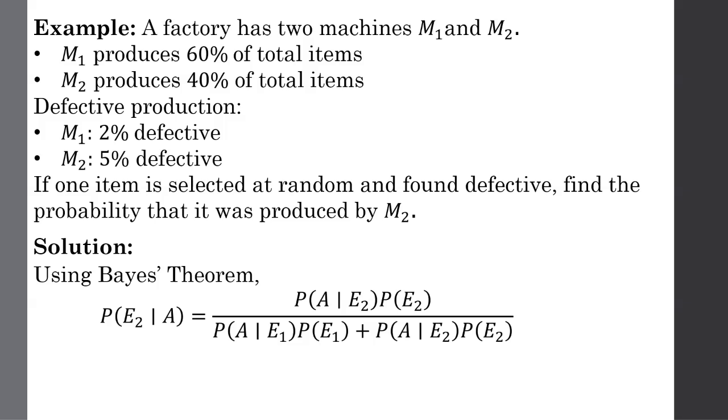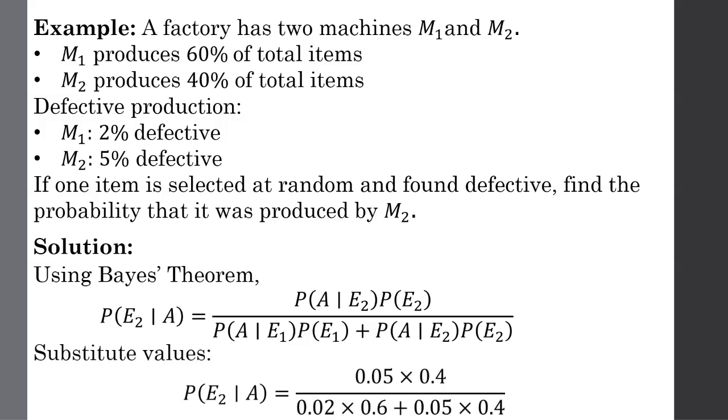Now we apply Bayes theorem for two events E1 and E2. The probability of E2 given A equals the probability of A given E2 multiplied by the probability of E2, divided by the probability of A given E1 multiplied by the probability of E1, plus the probability of A given E2 multiplied by the probability of E2. We need the probability that the defective item came from machine M2. So E2 becomes the numerator event. In the numerator, we write the probability of defective items given machine M2 multiplied by the probability of machine M2. In the denominator, we add probabilities of defects coming from both machines.